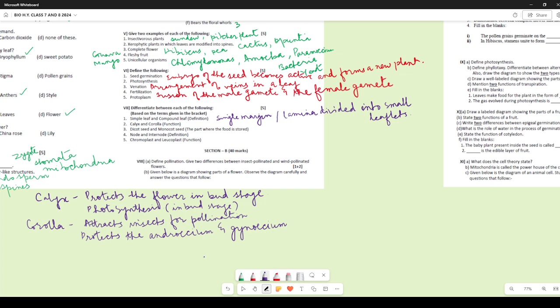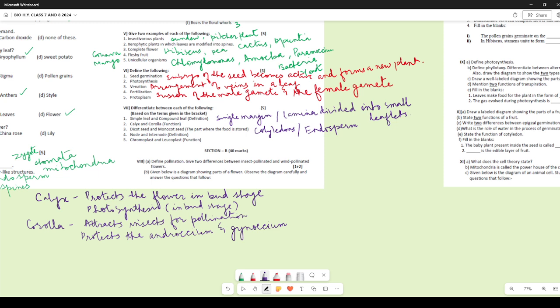Dicot seeds and monocot seeds, the part where the food is stored. So when we are talking about dicot seeds, the food is stored in cotyledons, and in monocot seeds, this food is stored in endosperm, right?